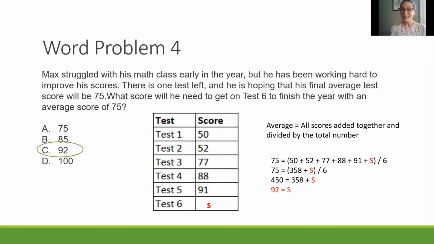So that means that he needs to get at least a 92 on test 6 to be able to get an average score of 75. So our final answer is C, 92.